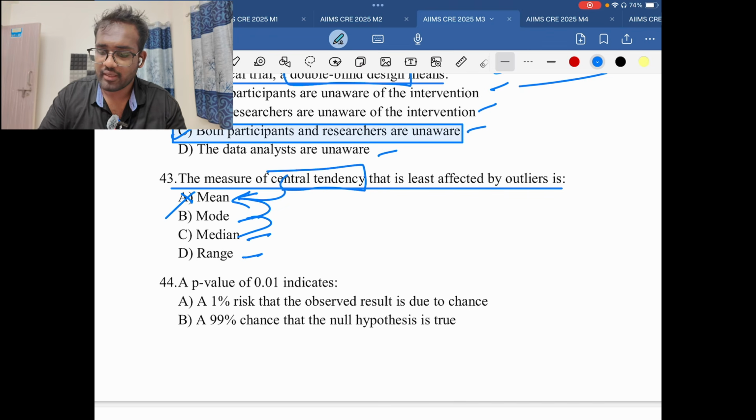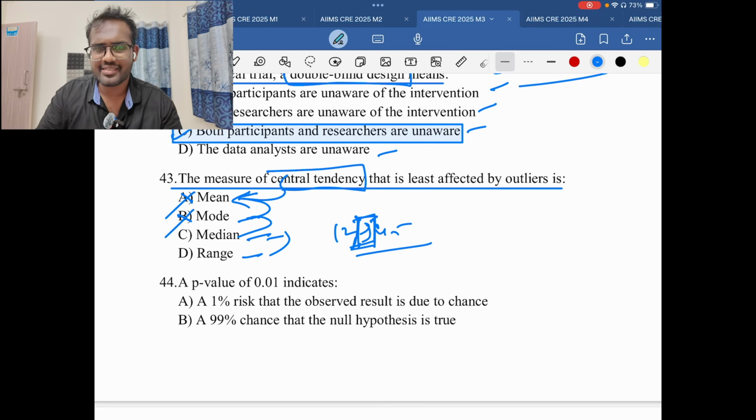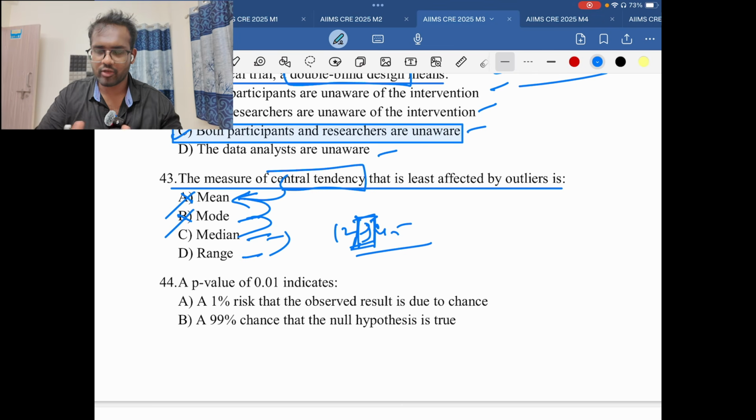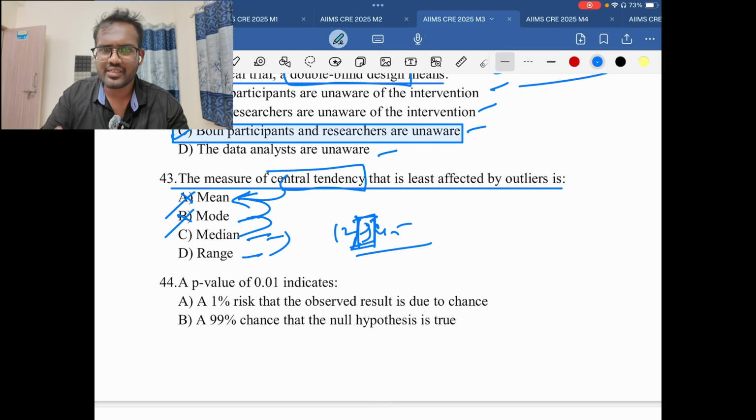Mode is nothing but the frequently occurring number. So this also has limitations. But median is, if they have given the numbers, you just arrange the numbers in ascending order, 1 2 3 4 5 6, and just pick the middle number. Median in the sense middle number. It has the least effect from outliers because no matter the data, you arrange it in ascending order and just pick the middle number. So it is least affected by outliers compared to mean and mode.